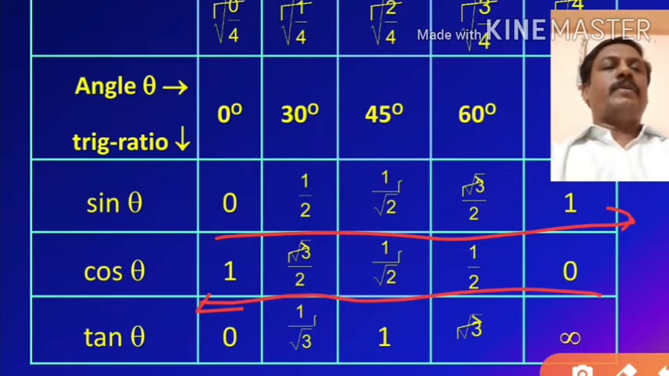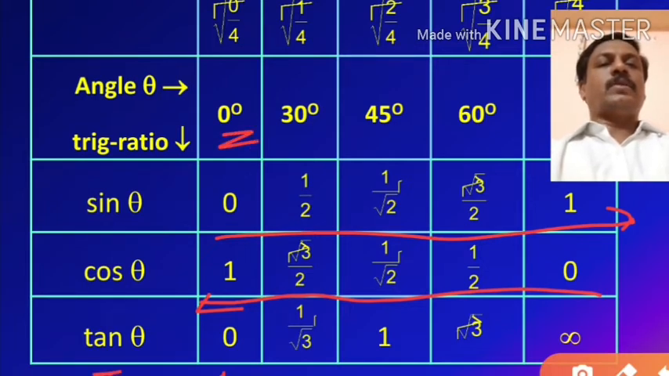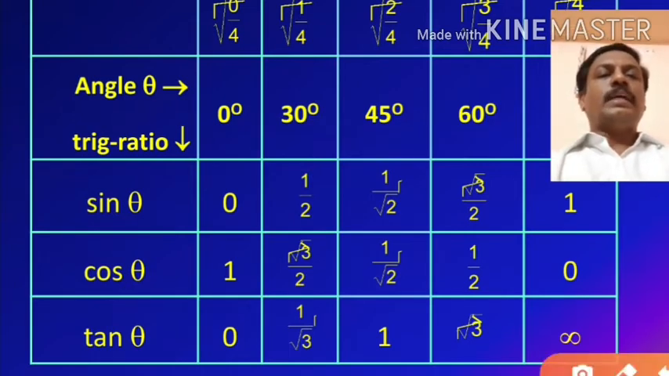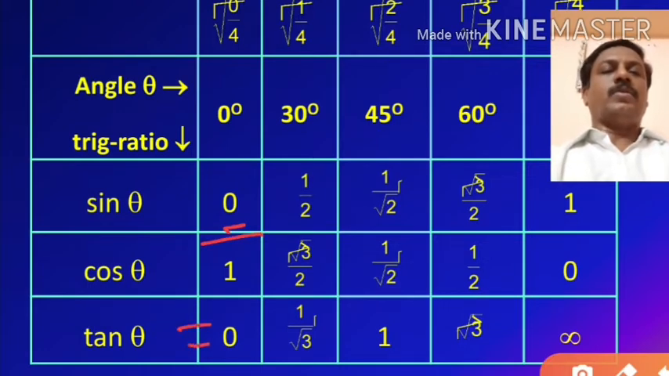Okay. Then we define tan. So if you know the sine, you can easily know cos theta. If you know both sine and cos, you can write values of tan theta also, because tan theta is equal to sine theta by cos theta. So now here tan 0 is equal to sine 0 by cos 0. So sine 0 is 0, cos 0 is 1. So 0 by 1 is 0.